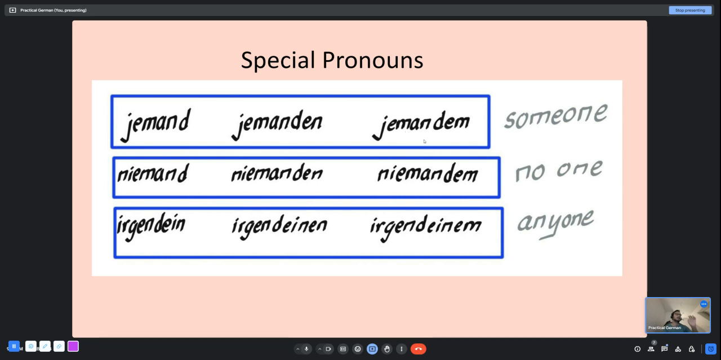Now, when you learn something, don't try to be perfect from day one. What you should understand is that there are these pronouns: jemand, niemand, irgendein. Remember this. And then see, if you are using them in accusative case, say jemanden. Also, in accusative they all end with N, in dative they all end in M. Questions? Something you just have to know.